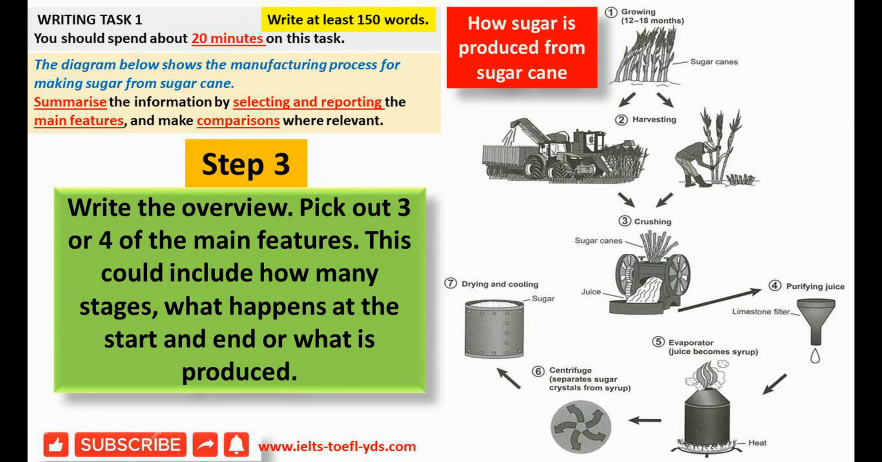Step 3. Write the overview. Pick out 3 or 4 of the main features. This could include how many stages, what happens at the start and end, or what is produced.